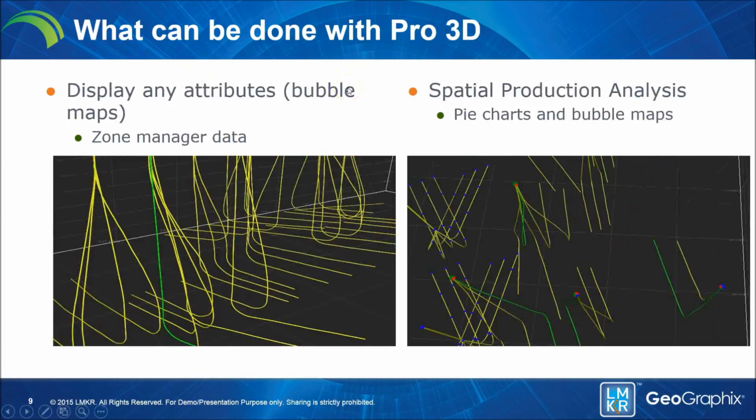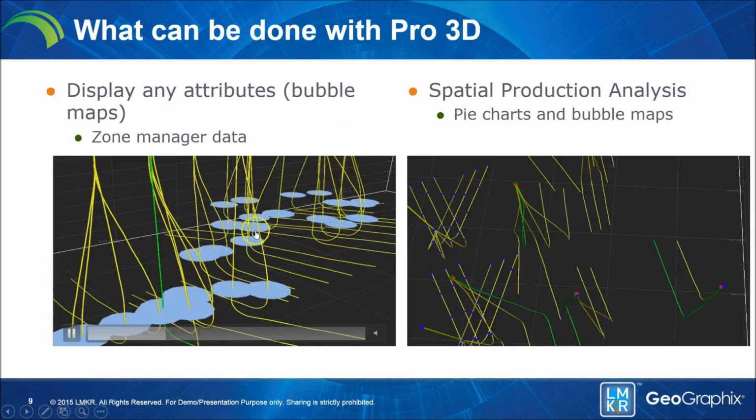Now, a great thing that we can do here is also display any attributes in 3D as bubble maps. So for example, we can take data from Zone Manager, permeability, porosity, or whatever it is that you want to see on these wells, and map them exactly to the wells. So now you have a better idea spatially of what is going on and where your parameters are big and small across the entire area.